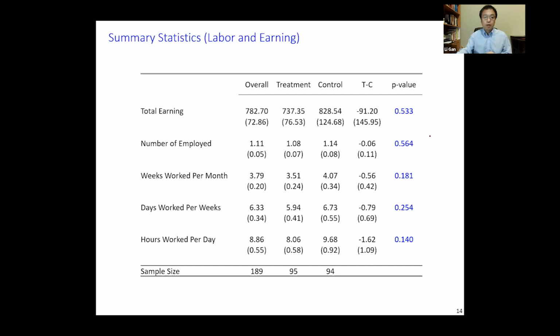All right, summary statistics. This is overall total earnings in the treatment and the control. You can see, obviously, total earnings.